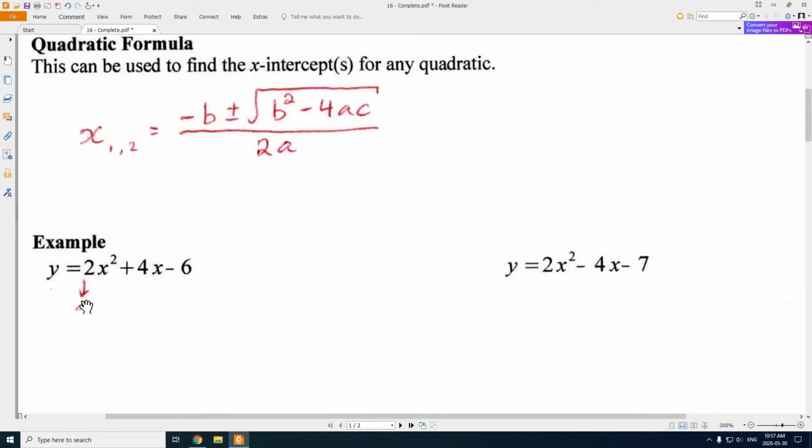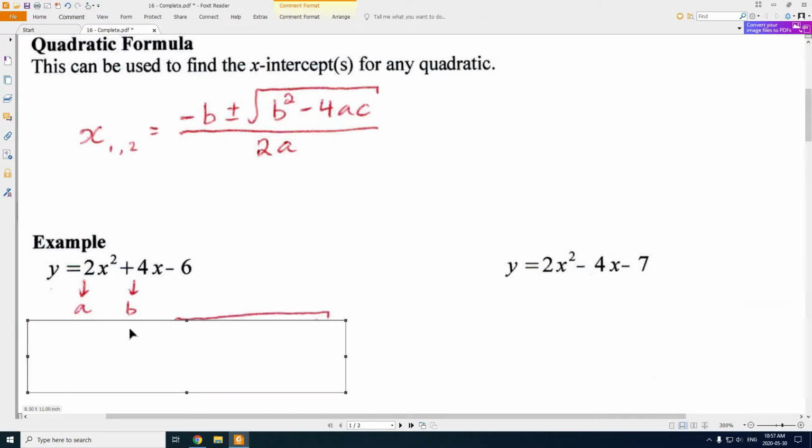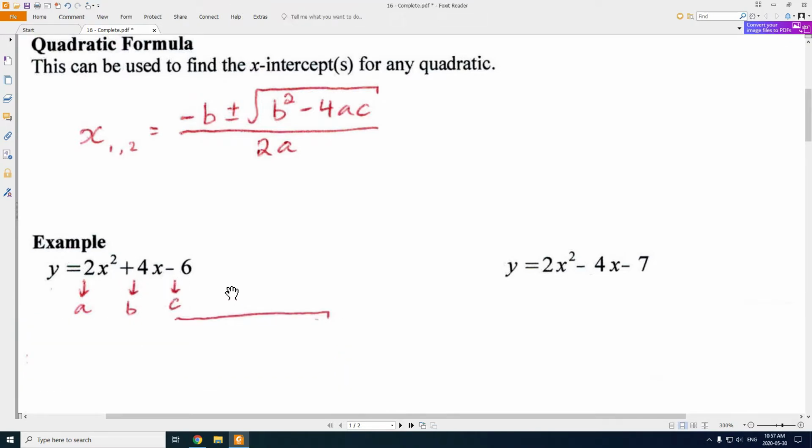So first thing, let's define my a, b, and c. So a is 2, b is 4, c is negative 6. And it always takes the sign with it, right? So positive 2, positive 4, negative 6.